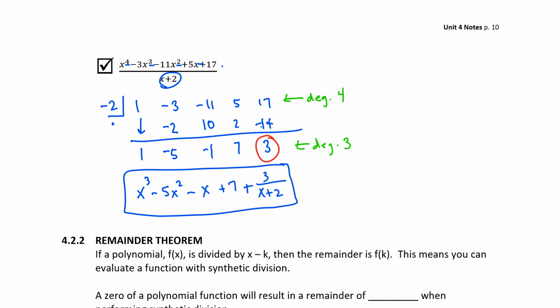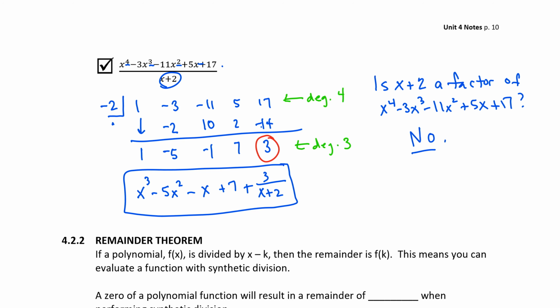Let me ask you a question on this one. Is x plus 2 a factor of that big polynomial in the numerator? Hopefully you can recognize the answer. The answer is no, because when I take that polynomial and I divide it by x plus 2, the factor in question, we end up with a remainder. So the division did not come out evenly. That means if I'm going to try to factor this big polynomial, at least I can rule out x plus 2 as a factor.